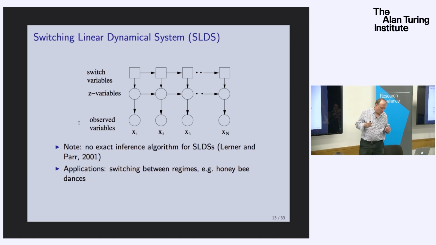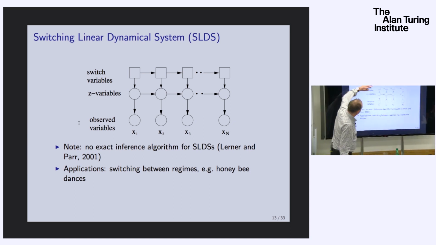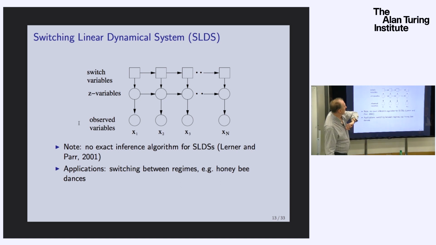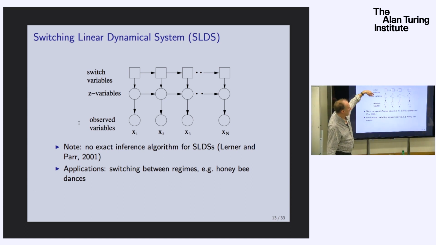First of all, with switching dynamical systems, if we omit these squares at the top, this is our Kalman filter. This is our linear-Gaussian HMM. But we might believe that there are different regimes that the system might be in. Maybe a person is running or walking, and so on. We might want to model their motion under these different situations.